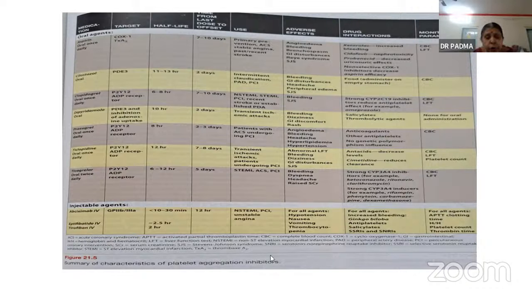Next one, ticlopidin, no more used because of its neutropenia and granulocytosis. No more used at all. I have told you about ticagrelor already, the same problem, but it is comparison with one another. We don't use either ticagrelor or ticlopidin because of these reactions.